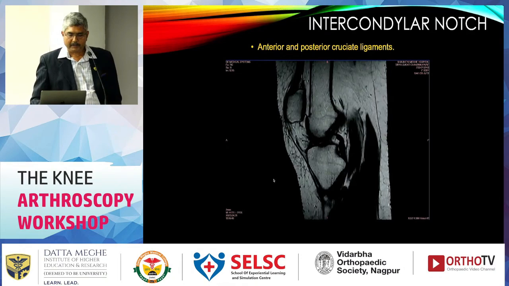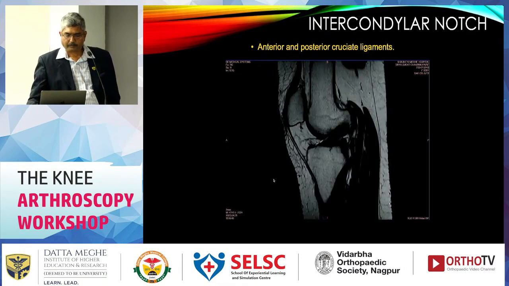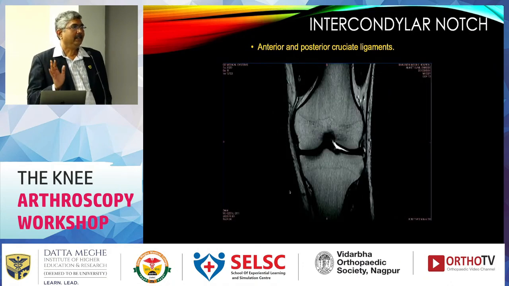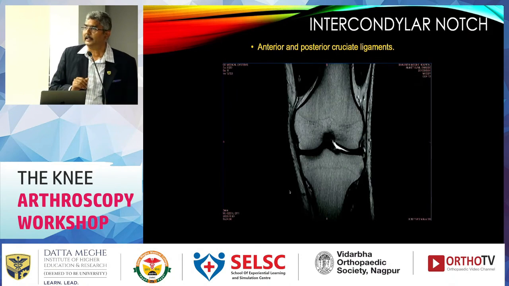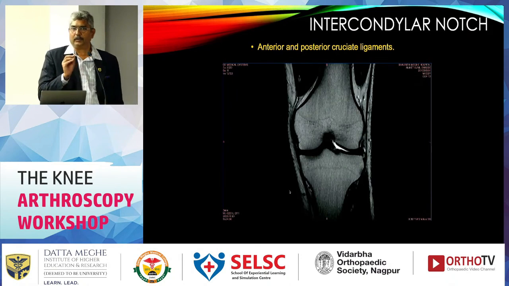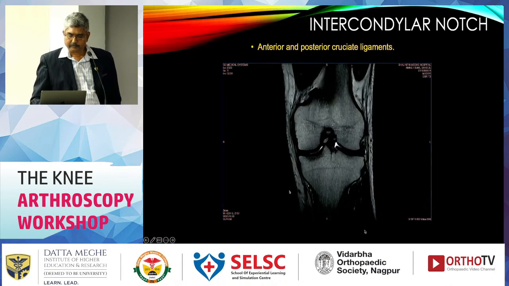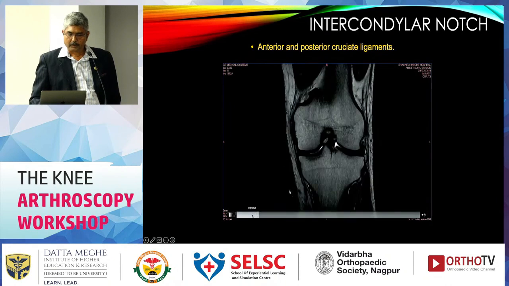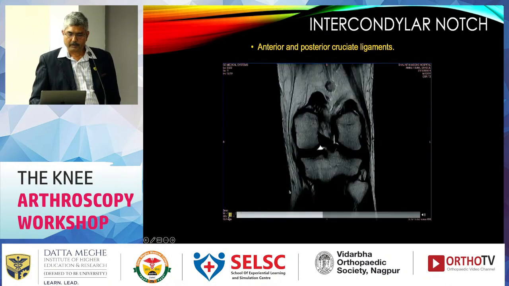here again PCL and ACL. But seeing it in sagittal sections is really satisfying. However, one must compare it with the coronal and the axial views. So in the coronal view, how does it appear? Let's see. Here is the coronal view showing the same. So I will just hold it.